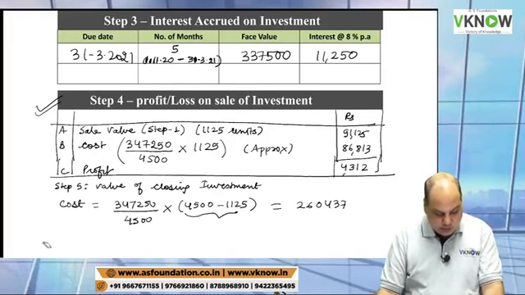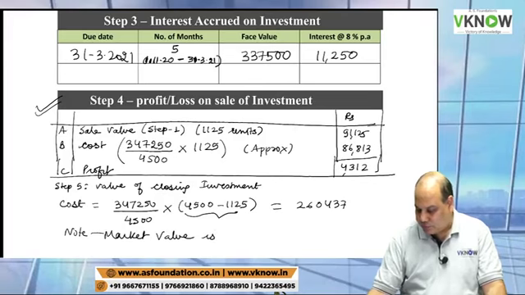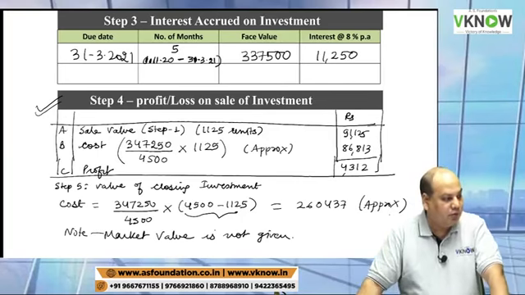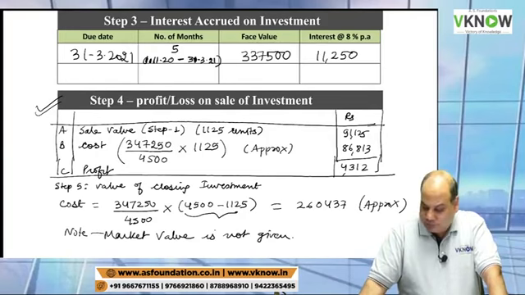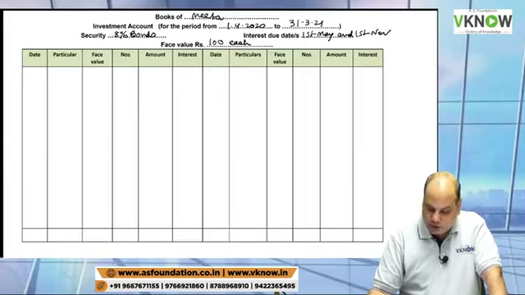What about the market value? Market value is not given. Note, market value is not given. 1 rupee plus minus is okay. Write down approximate. You can write 438 also if you want. You are welcome. 260,438 is also welcome. So now I have prepared all the working notes. We will prepare the main answer, which will take only 1 or 2 minutes now.